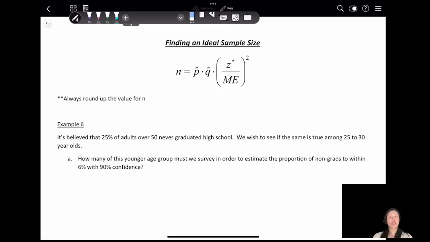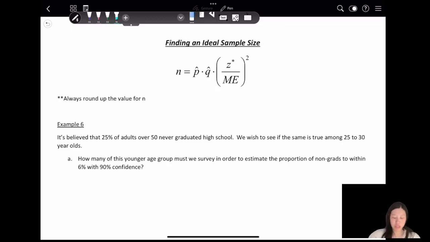But we also talked about how the bigger the sample size, the more accurate the estimate, one that is closer to the true population mean, the true parameter. So how do we find an ideal sample size? Yes, the bigger the better, but bigger also costs more money and more resources. So we can use the margin of error to figure out the ideal sample size.